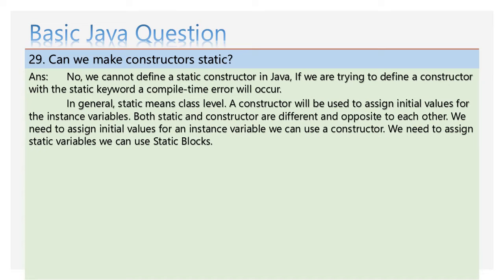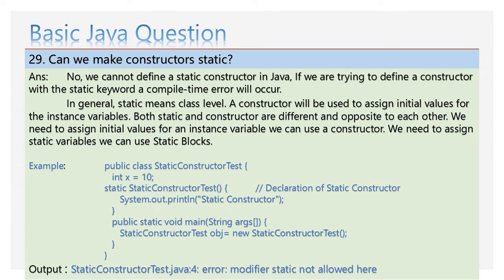If we need to assign initial values for an instance variable, we can use a constructor. If we need to assign static variables, we can use static blocks. Let's see the example below. We tried making the constructor static, but you can see we got the error, modifier static not allowed here. So we cannot make a constructor static.